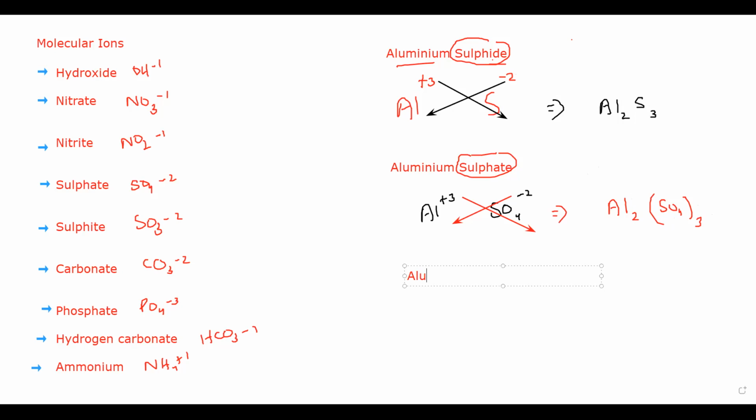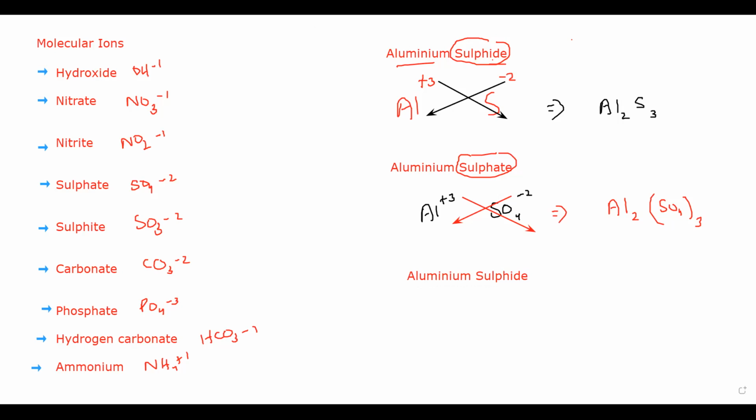If it is aluminium, yes, Abdullah. Sir, how do you get sulfate? How? Sorry? Yes, sir, how do you write minus 2? How do I write minus 2 for sulfate or sulfide? Sulfide, it should be minus 1.